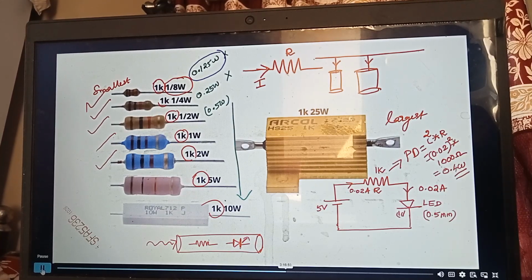The cost of a 1 by 8 watt resistor would be around 22 paise if you buy in bulk. But if you buy 5 or 10 pieces, they will charge around 1 rupee each.